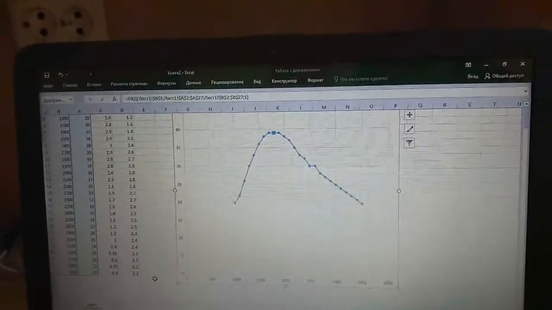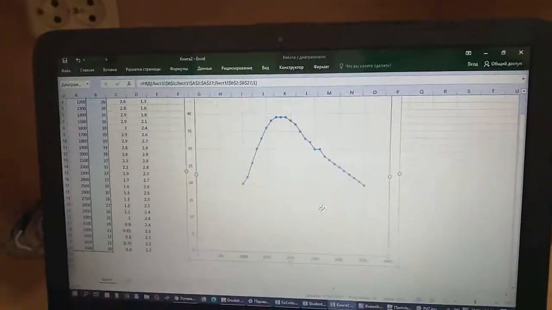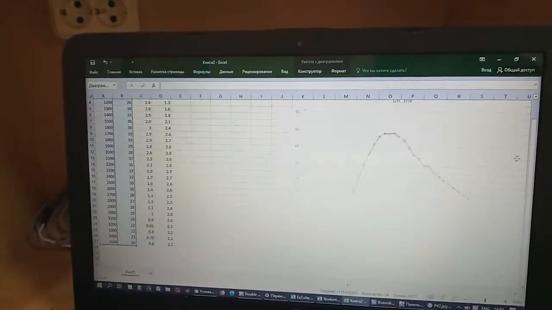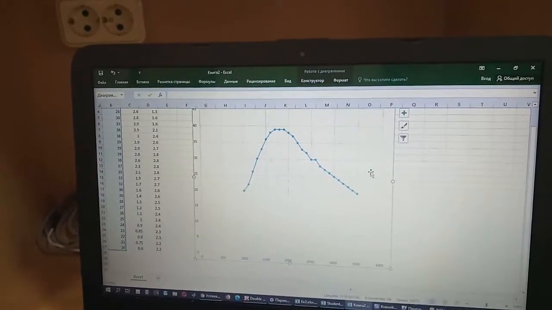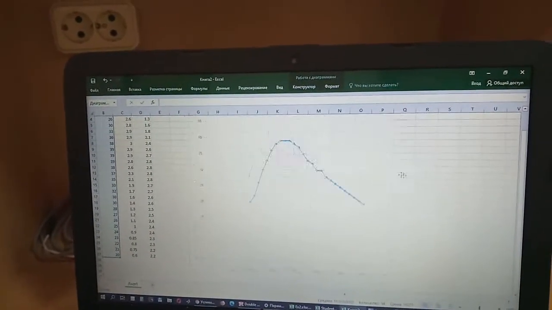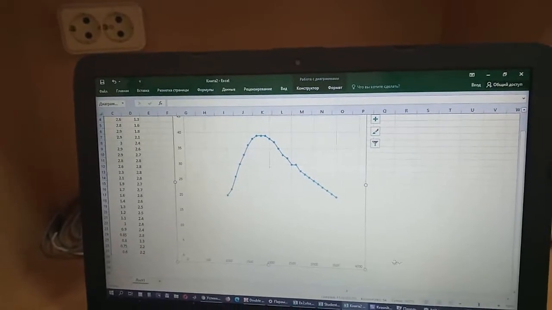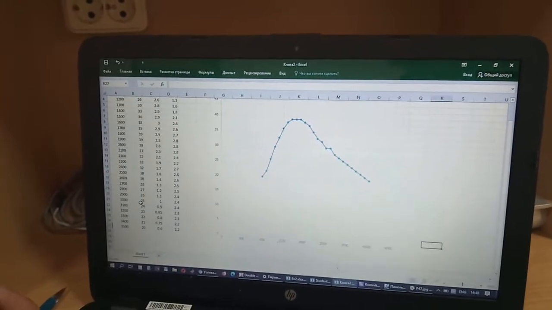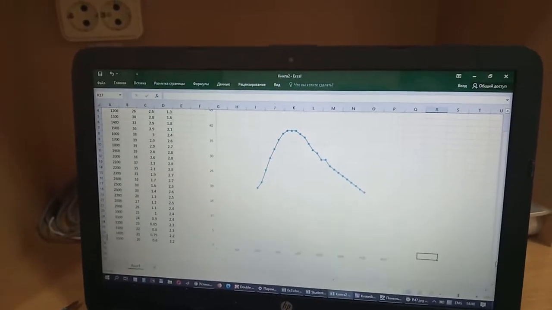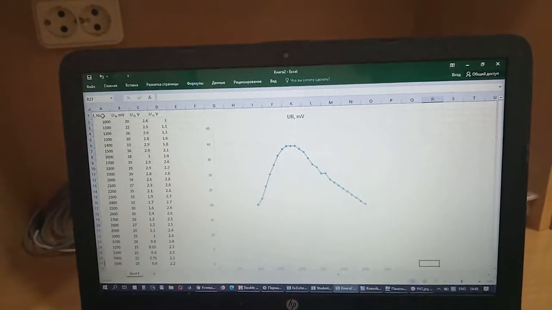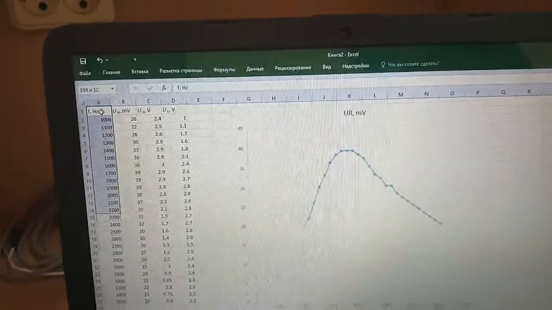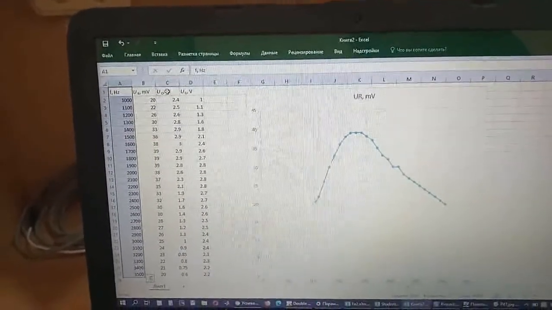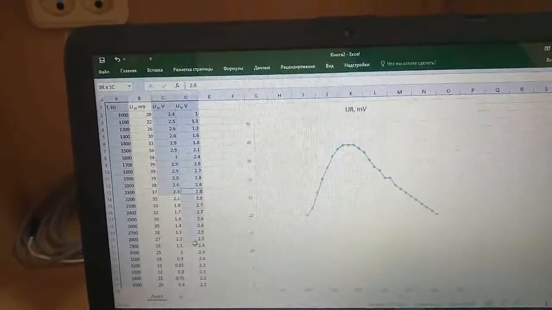At the second stage we should draw another graph. Let's move this one aside. And I'll try to draw another graph. I will open the first one. So I need to select first column, and then I press Ctrl and select C and D, third and fourth columns.